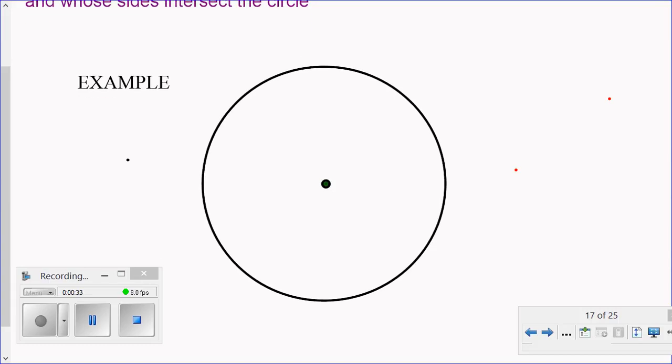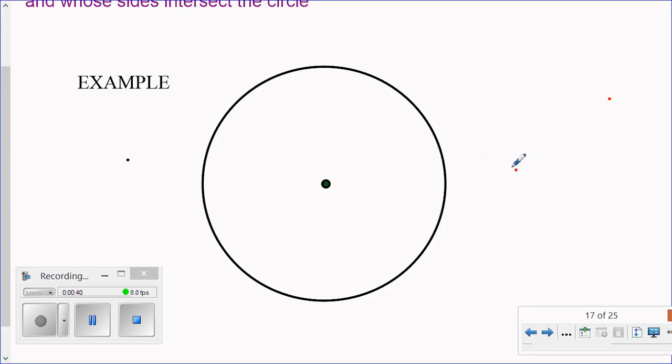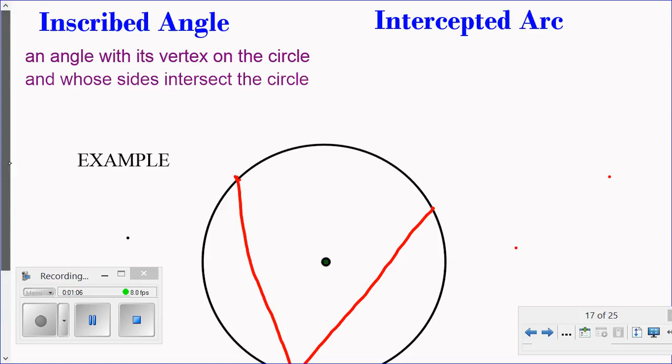So something like, if I put the vertex there, there we go. That is an inscribed angle because we have the vertex on the circle and the sides are intersecting the circle. So that's an inscribed angle.